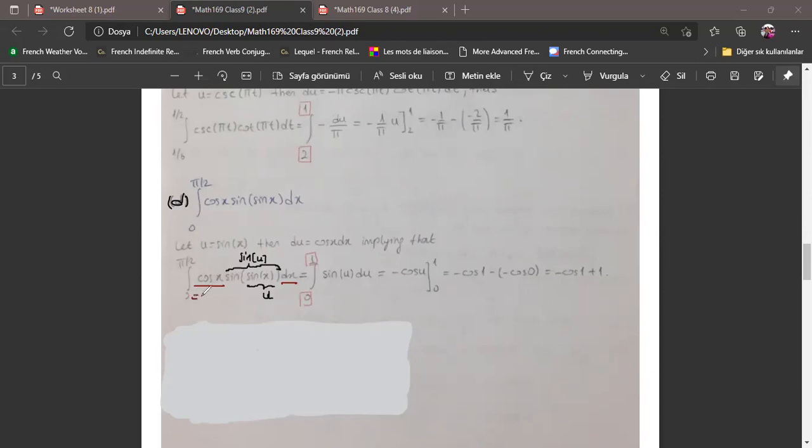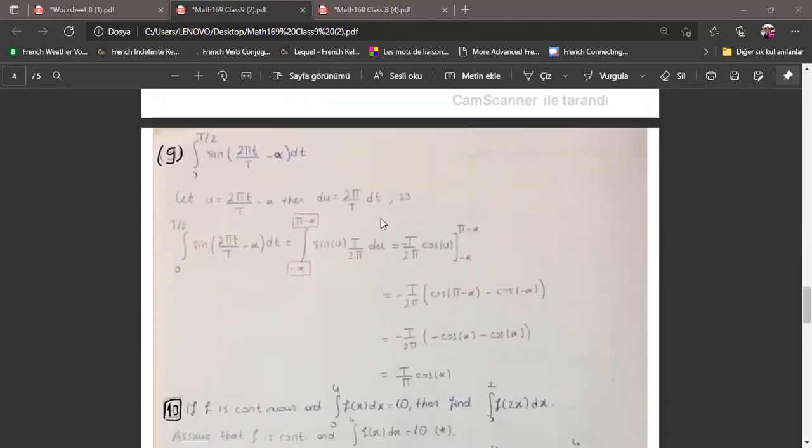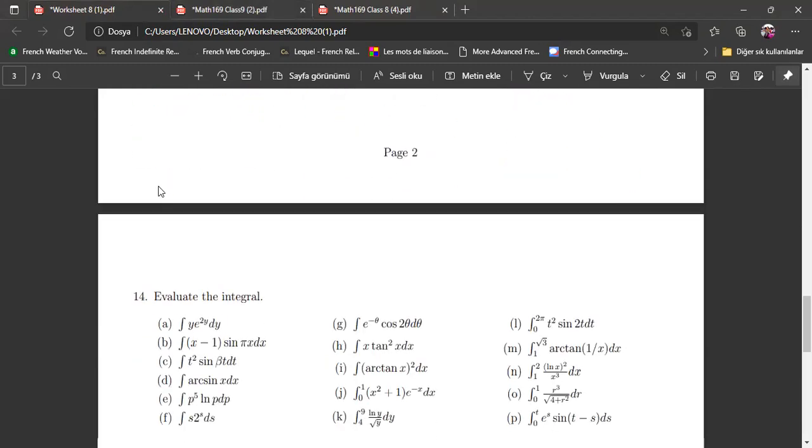When x equals 0, sin 0 is 0, so we have 0. When x equals pi over 2, sin pi over 2 is 1, so we have 1 there. Then the integral of sin is minus cos, from 0 to 1. Just evaluate it and get that. This is part G, okay? And then we will solve question 13 and we will stop.